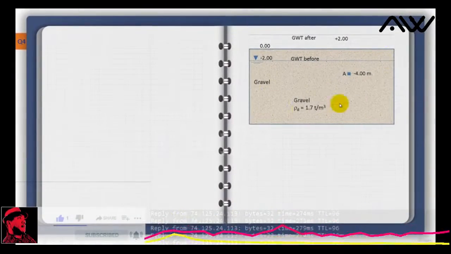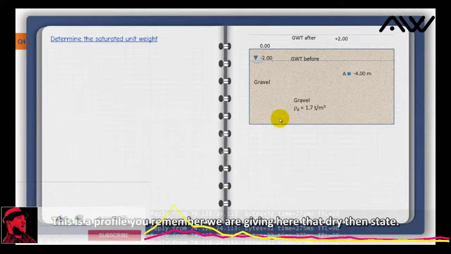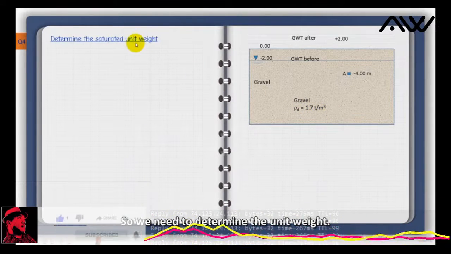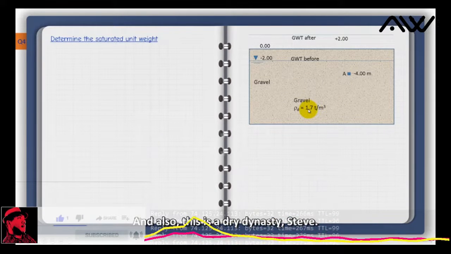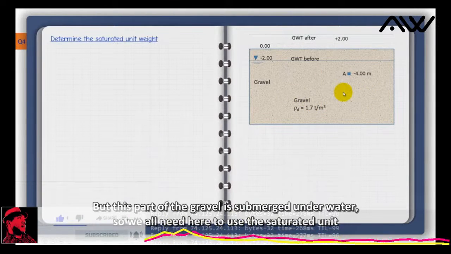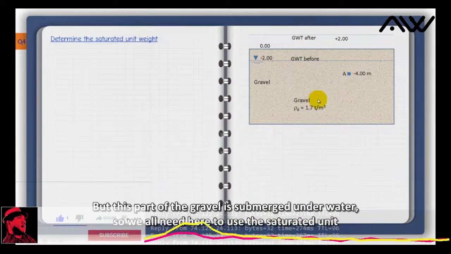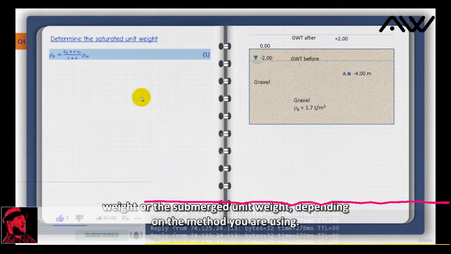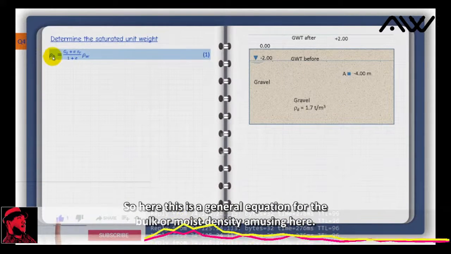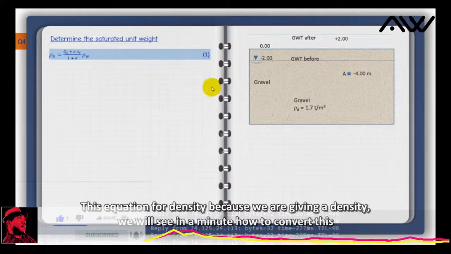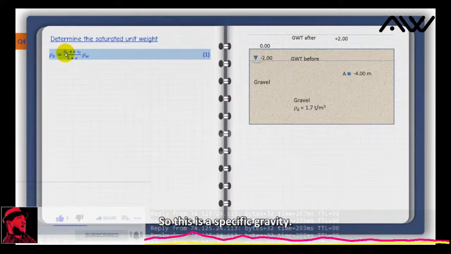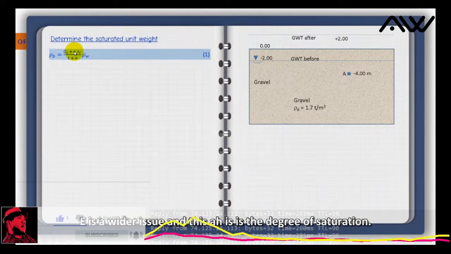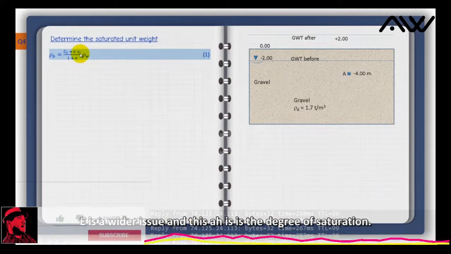So here is the problem. This is the profile. Remember, we are given the dry density, so we need to determine the unit weight. Also, this is the dry density, but this part of the gravel is submerged underwater, so we will need to use the saturated unit weight or the submerged unit weight, depending on the method you are using. So here, this is the general equation for the bulk or moist density. I'm using this equation for density because we are given a density. We will see in a minute how to convert this to a unit weight. So Gs is the specific gravity, e is the void ratio, and Sr is the degree of saturation.